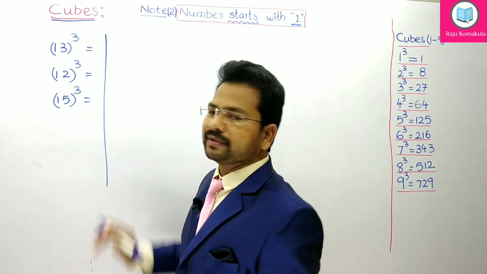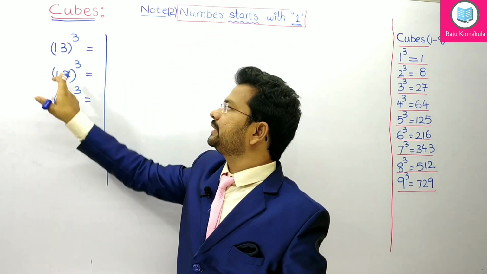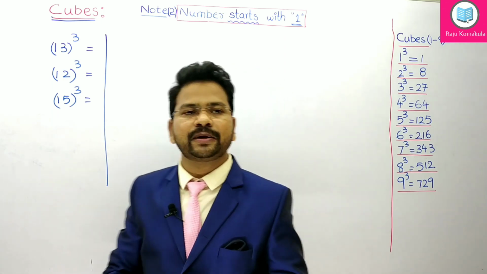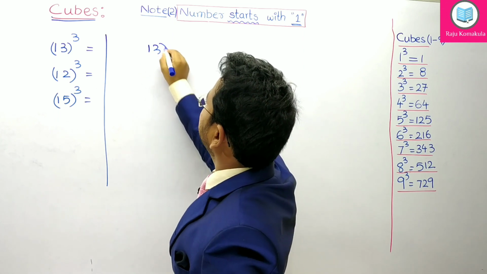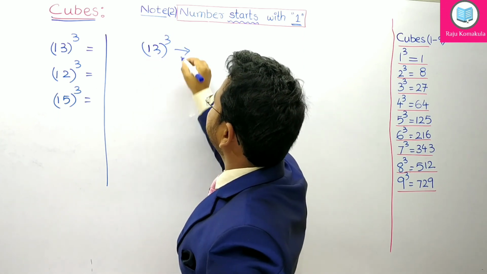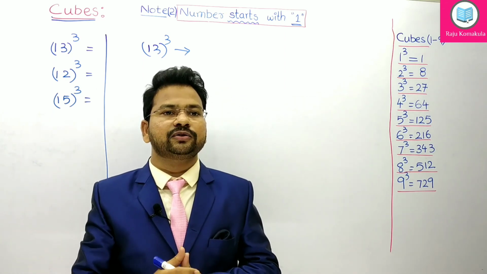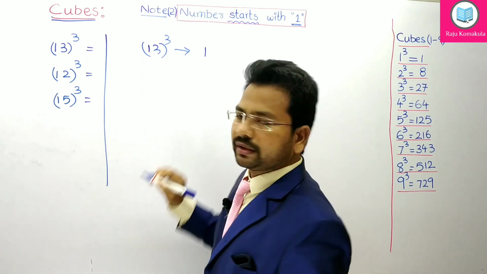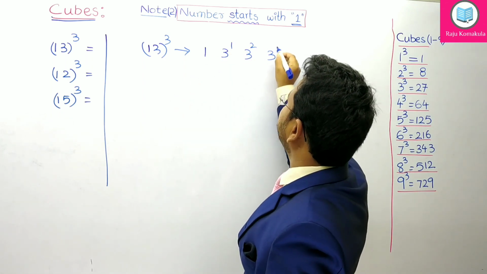If you observe these numbers, they start with 1: 13, 12, 15. If you have cube numbers like this, I will explain how to do them. 13 cube. Whatever you wrote in the previous method, reverse that method. Suppose now I am writing 1. 3 power 1, 3 power 2, 3 power 3.